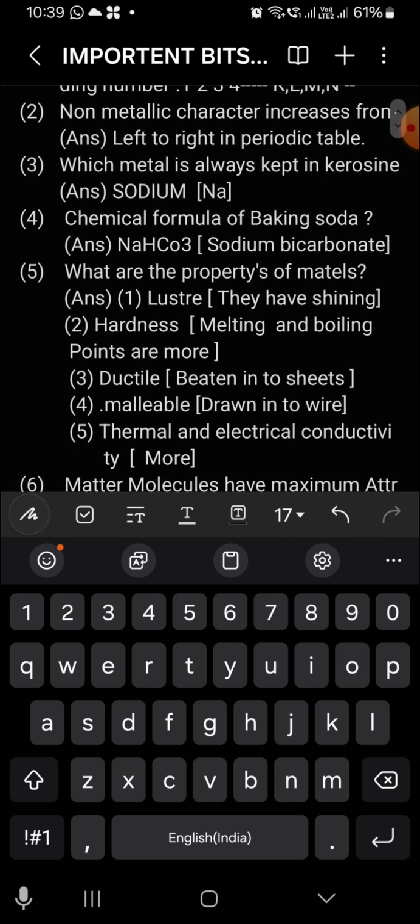Which metal is always kept in kerosene? Sodium. Sodium is very soft and very reactive. It is always kept in kerosene, and it can be cut with a knife also.